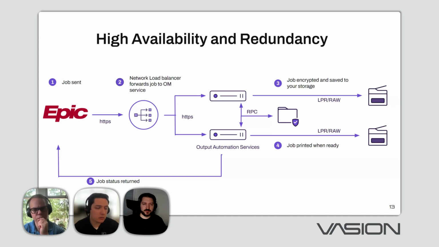How this works is we receive jobs in this example from Epic, and they can go to a load balancer that divides the jobs evenly between the two services. Then one of the services will send those to the printer, as Ken showed in our normal flow. But if one goes down, the other service will always go and pick up the rest of the jobs and complete them so that your jobs are always printed. Lastly, we'll also return a status to Epic so that Epic knows that the job was completed successfully.